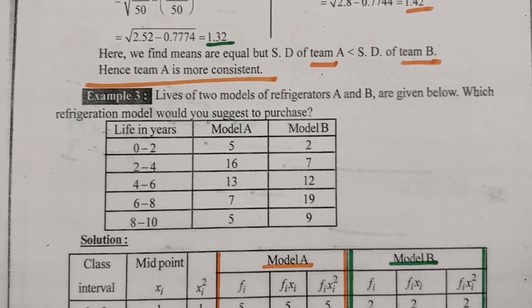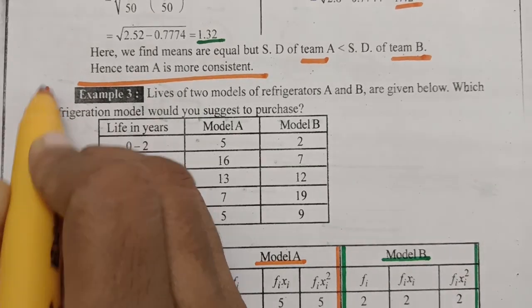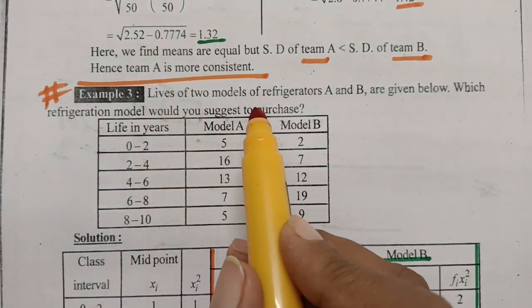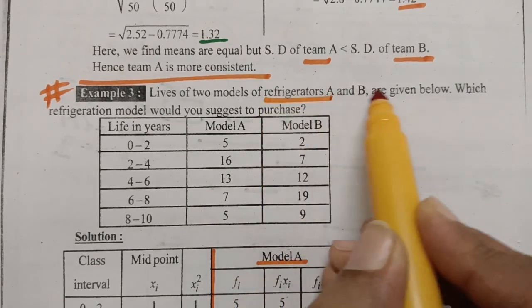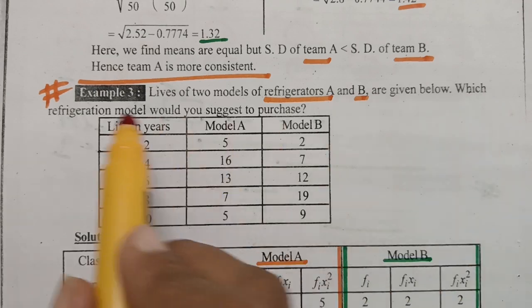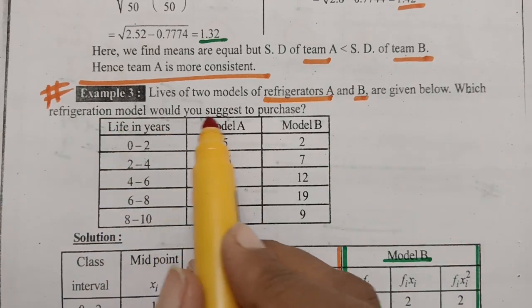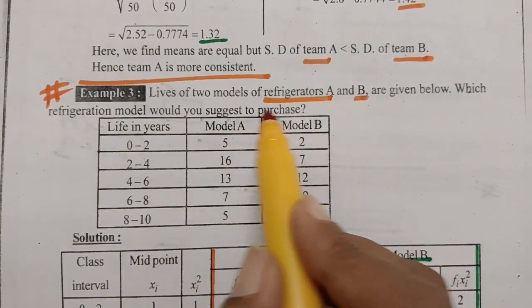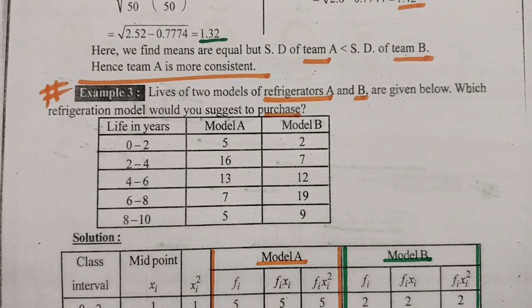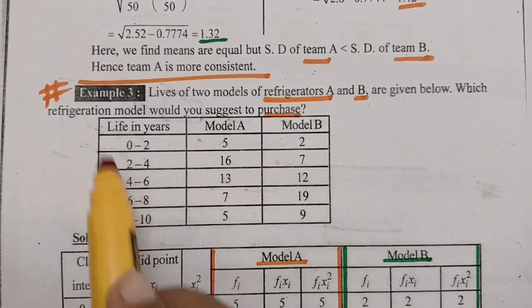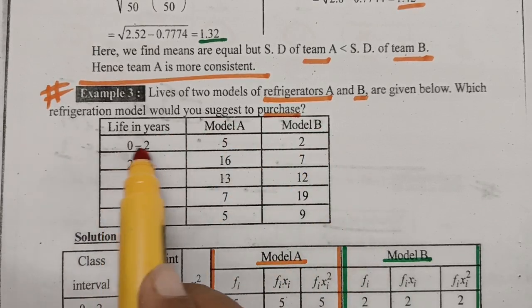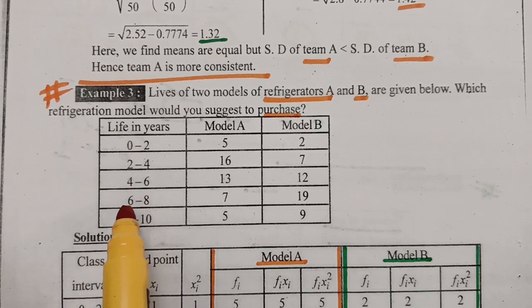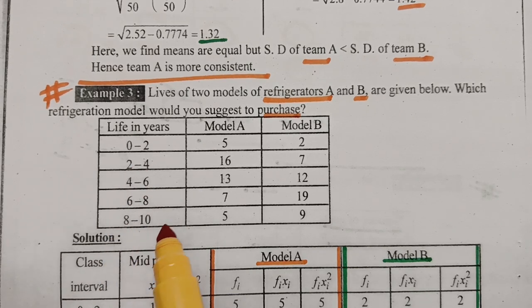And the next question from the textbook itself is, see here, the lives of two models of refrigerators A and B are given below. Which refrigerator model would you suggest to purchase? So what is the refrigerator you choose to purchase? Next one, see here, this is the lives in years, model A and model B. So these are from 0 to 2 years, 2 to 4 years, 4 to 6 years, 6 to 8, and 8 to 10.